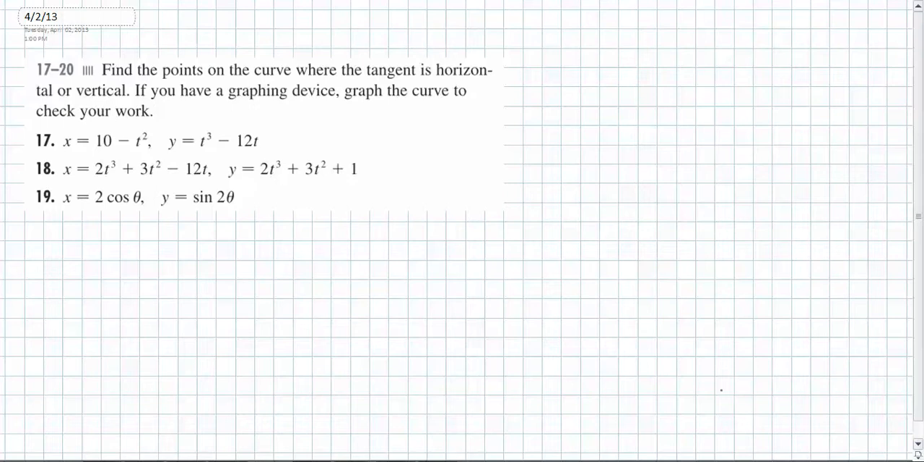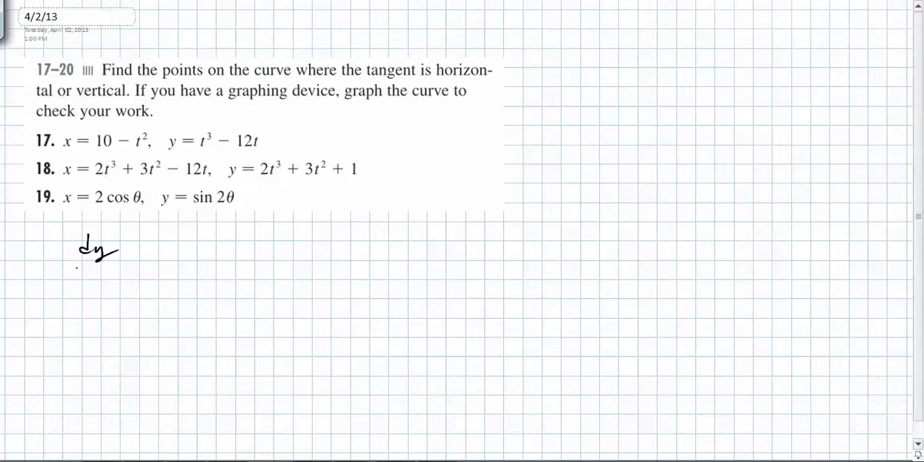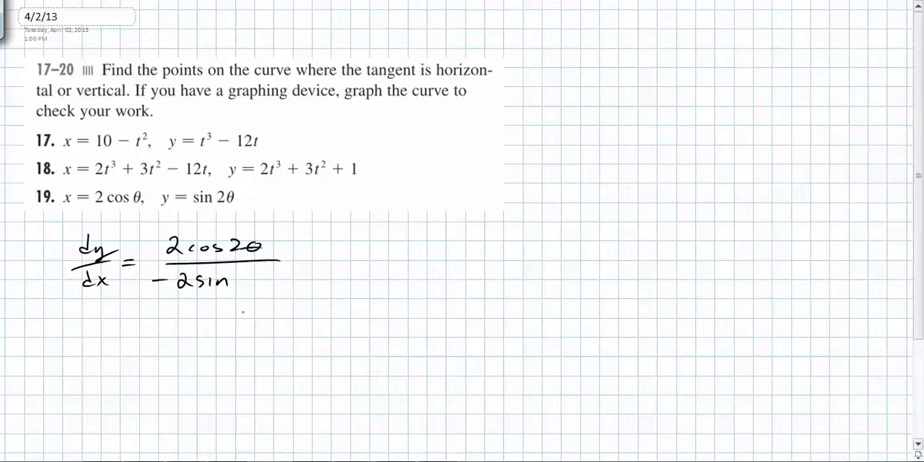Tangent line is horizontal or vertical. What are we going to examine? The first derivative. So dy/dx in this case is going to be 2 cosine 2 theta over negative 2 sine theta. So you end up with negative cosine 2 theta all over sine theta.